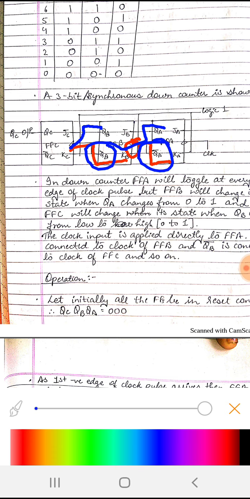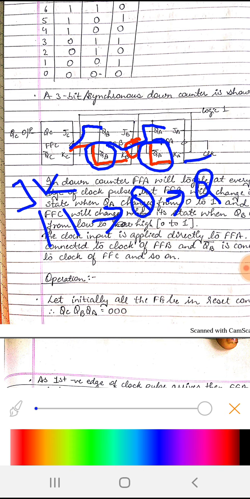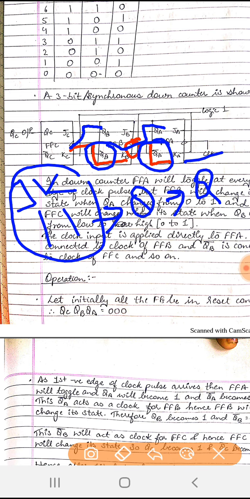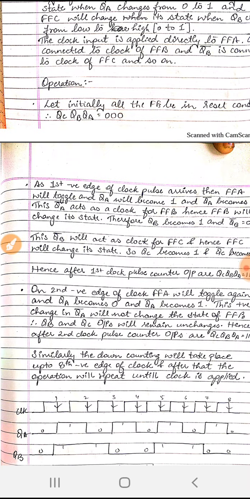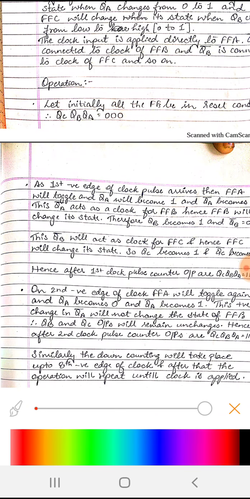So in the down counter, flip-flop A will toggle at every edge of the clock pulse. We have seen the JK flip-flop's truth table. What would happen if we provide 1 1? If J is 1 and K is 1, the output would toggle. That is, if it was Q, then it would become Q bar on applying J and K both equal to 1. So initially all the flip-flops have 0 stored in them. Okay, it is a 3-bit counter, so all the bits are 0 0 0.